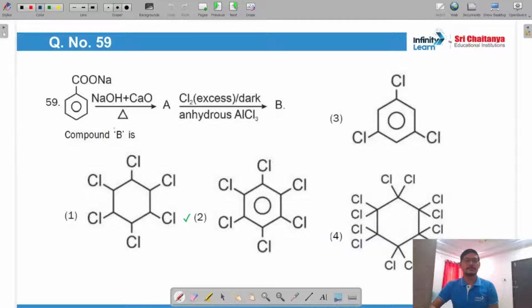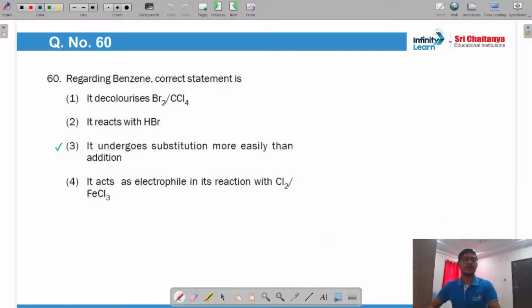In this question, this is the sodium salt of a carboxylic acid and this is soda lime, so this is a decarboxylation reaction. So A would be benzene, and if you react it with excess Cl2 in the dark with anhydrous AlCl3, this is electrophilic substitution, chlorination, and excess of chlorine causes the replacement of all hydrogen atoms by chlorine. So you get hexachlorobenzene. Okay, so this is the product.